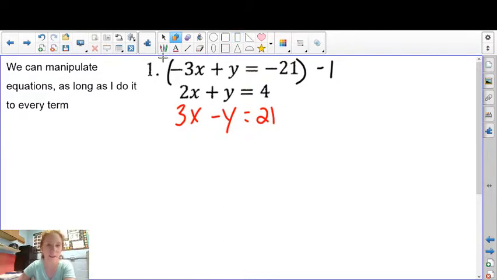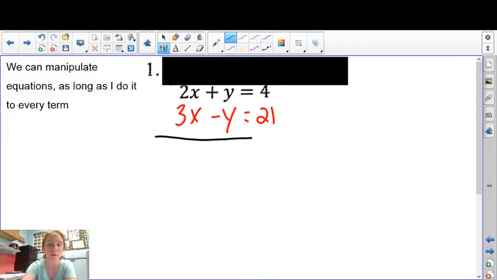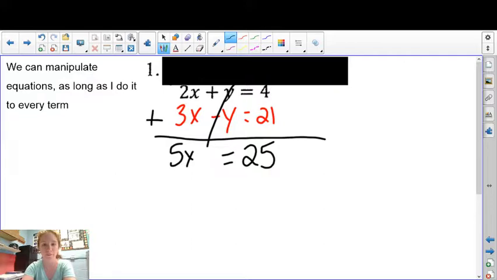Now that I've done that, I'm going to pretend that he doesn't exist for a moment, just for a moment, because I'm going to work with the manipulated form. And I'm going to add them. 2 and 3 gives me 5. My y's are gone like I wanted them. And I have 25. Divide both sides by 5. And x is equal to 5. Great. I have the first part.